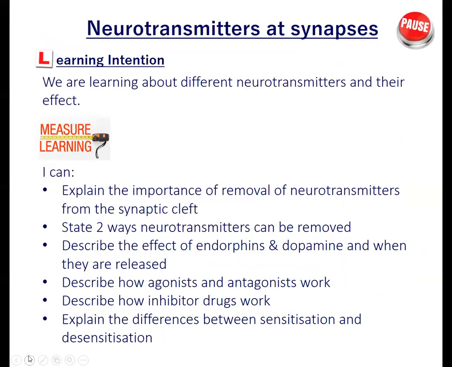Okay, so have a look through the key learning points, think what your questions are, and use these statements to come up with your questions.